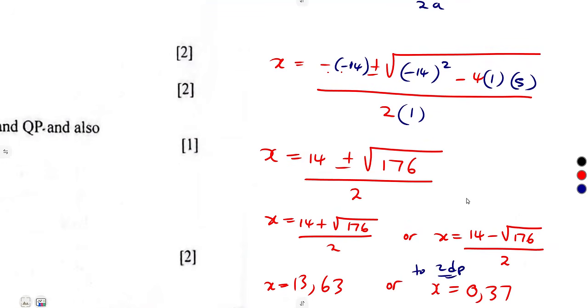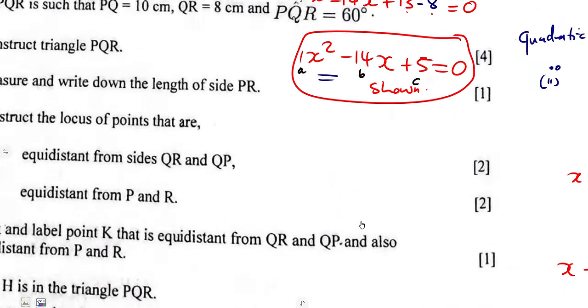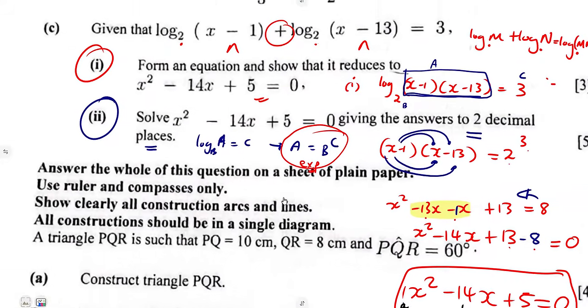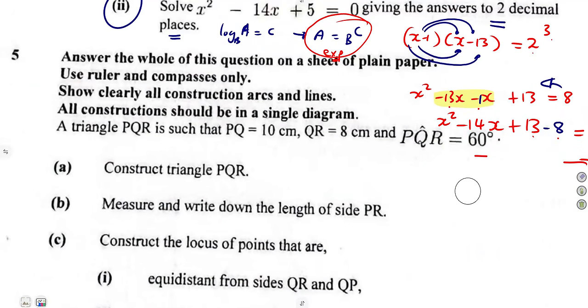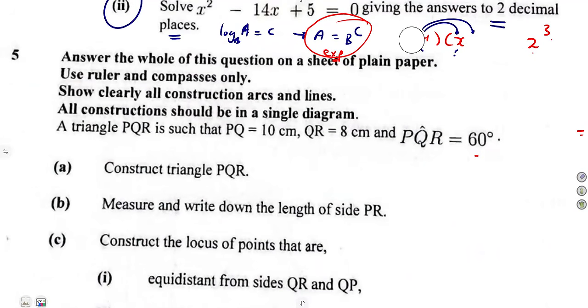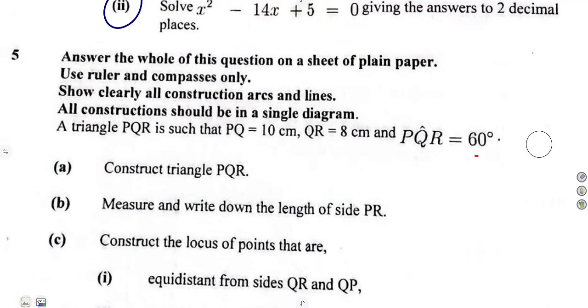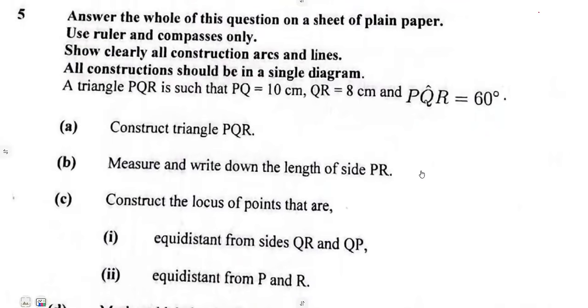So that is what we had on this part. Just like that. This is what we had. Then question number 5, it was part of construction. This is your construction. All right, let us just consider this one again quickly. You are given: answer the whole of this question on a sheet of plain paper using ruler, compass, and so on. This is what you're given.